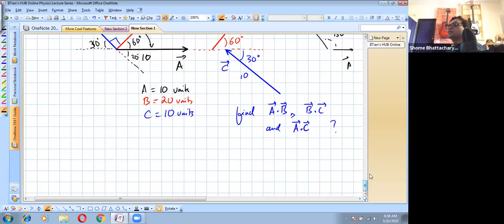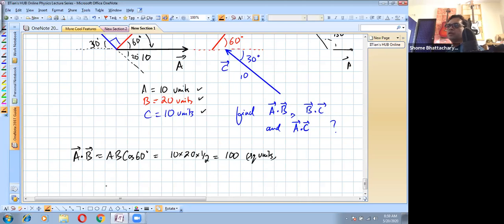Okay, so anyway, by formula, when we come to A dot B, it will be magnitude of A into magnitude of B into cos of the angle between them, which is 60. So it is 10 into 20 into half, which is 100 square units. Because each of them are in the same unit, it will become square units. Whereas when we took B dot C, it will become BC cos 90 degrees, which in fact becomes 0. Doesn't matter what the magnitudes of B and C are, because cos 90 is 0.